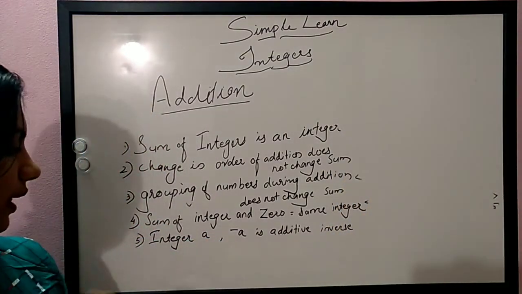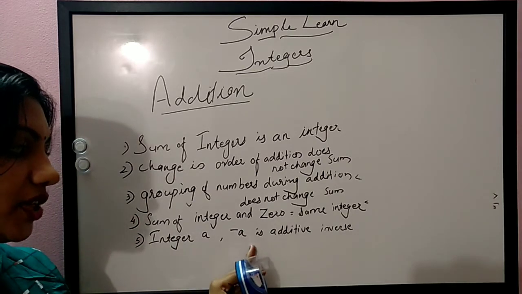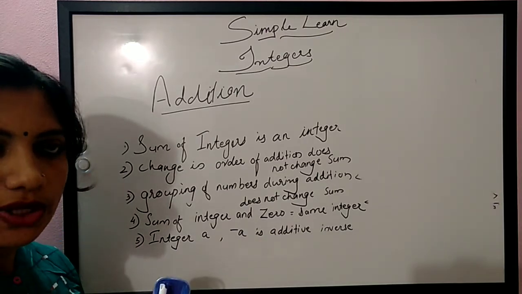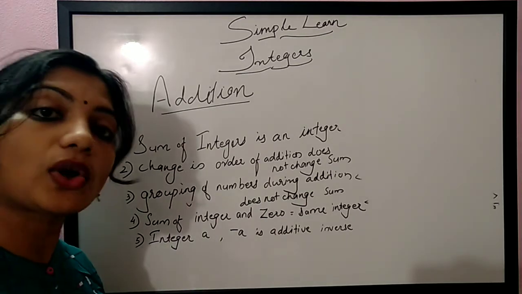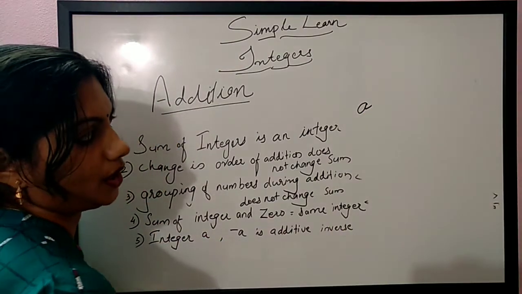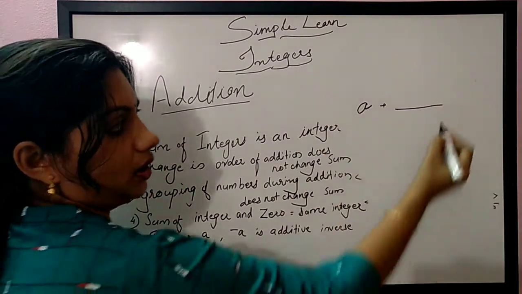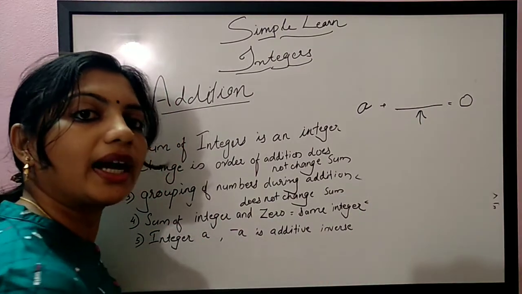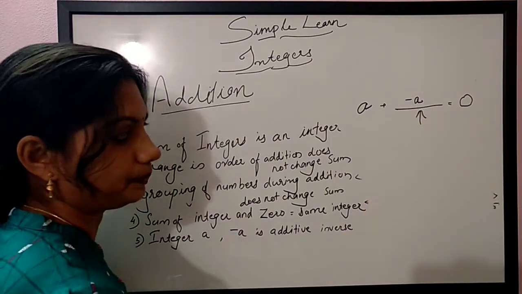Okay. The last property of addition. Integer A and negative A is additive inverse. So, what is additive inverse? When you add those two numbers, you should get 0 as the answer. That is called additive inverse. So, take an example. A is a number. You should add some number to this A, but the answer is equal to 0. This number is called additive inverse. This should be negative A.